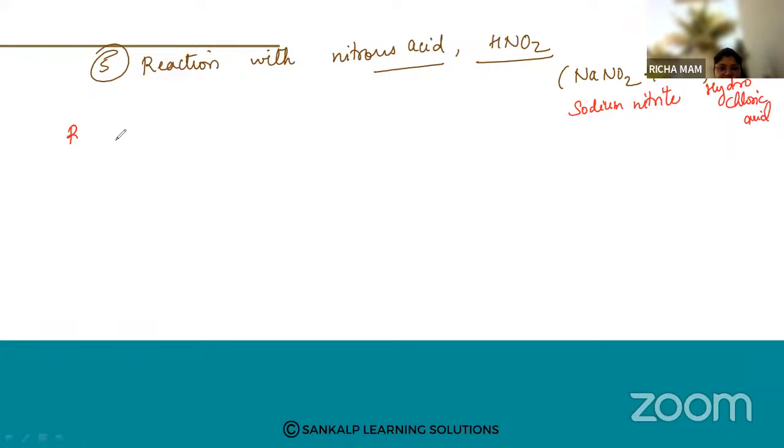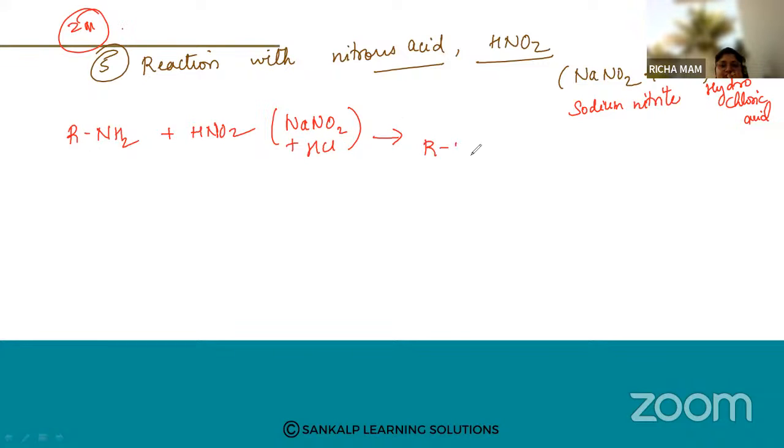So let us see the reaction. We have a primary amine, an aliphatic amine. Mark this, it is important for 2 marks. We are reacting it with nitrous acid. How do you get nitrous acid? When NaNO2 is reacted with HCl. With nitrous acid, we are going to get a diazonium salt.